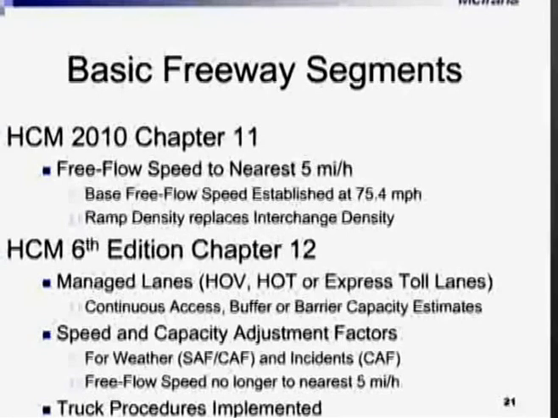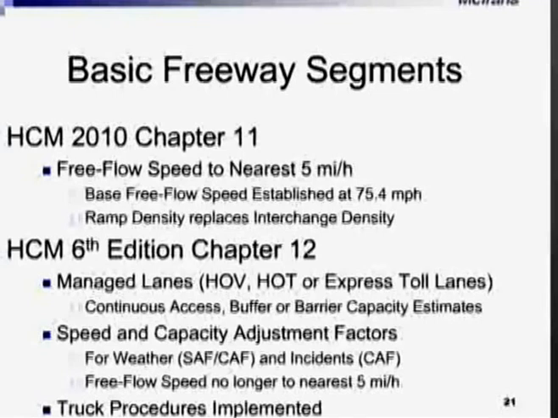Managed lanes. For managed lanes, again, 5 different flavors: continuous access, buffer 1 and 2, barrier 1 and 2, creating a density estimate for the managed lanes themselves. And you'll see applications of that in not only basic freeway segments, but weaving and ramps as well.